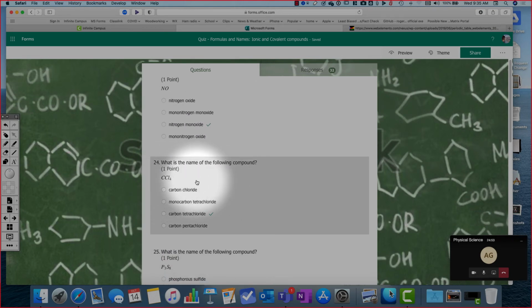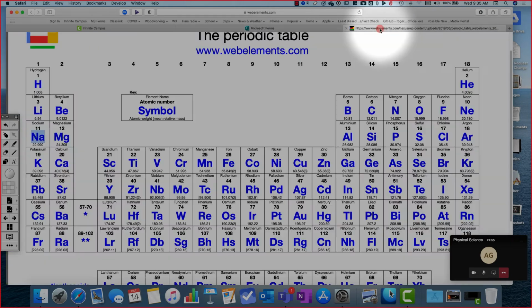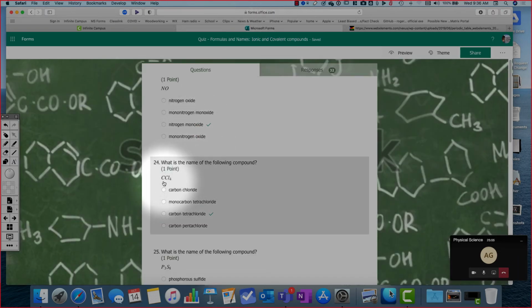CCl4 is carbon and chlorine. For nitrogen and oxygen, notice those are both nonmetals. Carbon and chlorine, those are both nonmetals. So one carbon is monocarbon, but you can't start with that, so it's just carbon. 4 is tetra, so it is carbon tetrachloride.